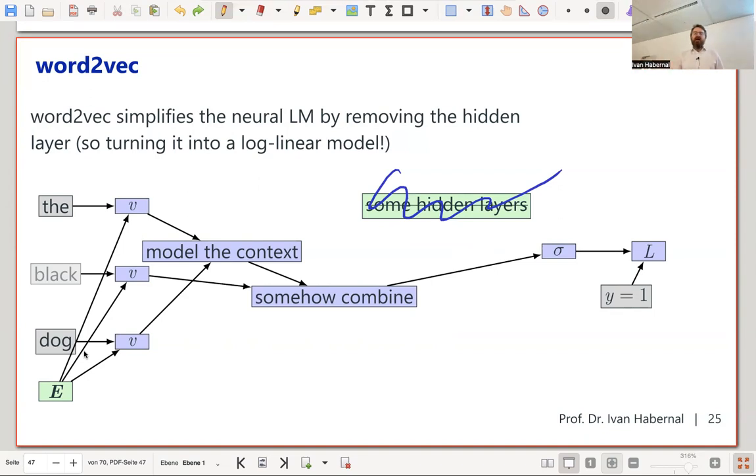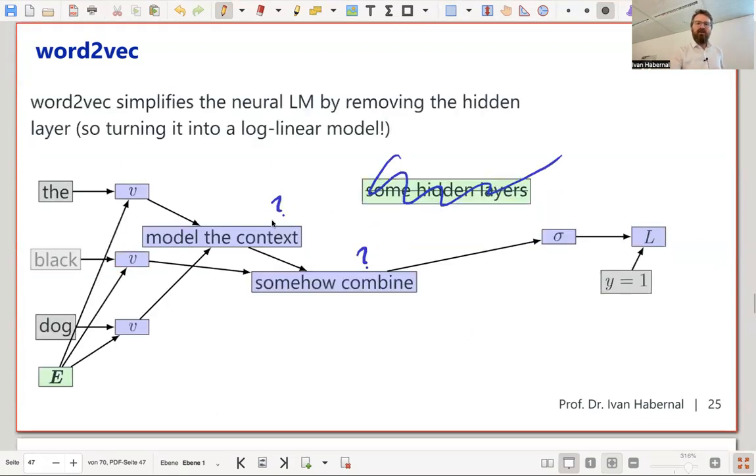Now the question is, here are a couple of question marks. The function and how the context is combined need to be specified, and we need to decide how to do so. So the first question is how to model the context. We need to solve this.